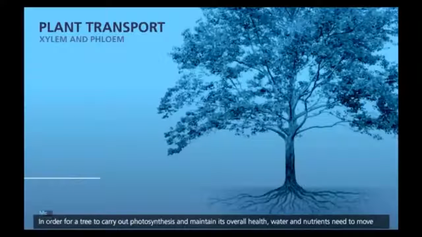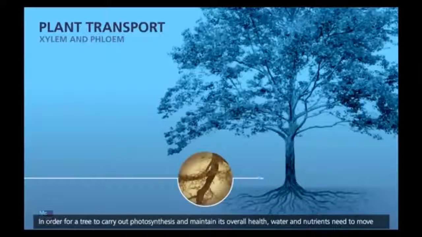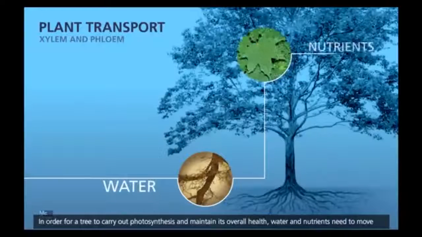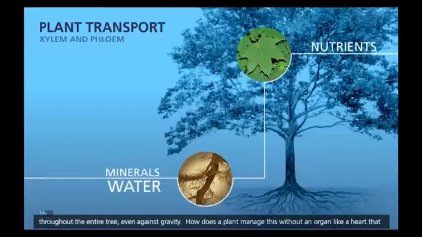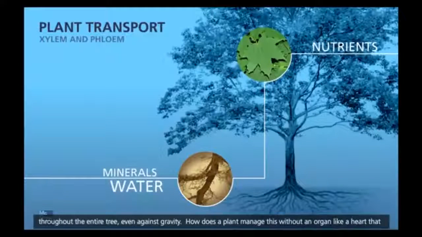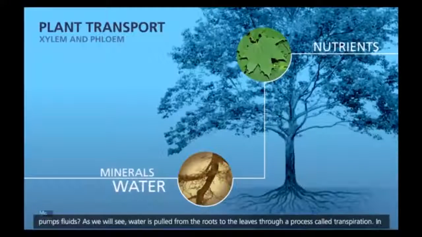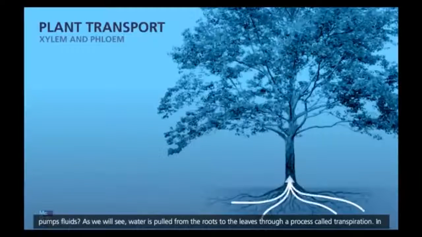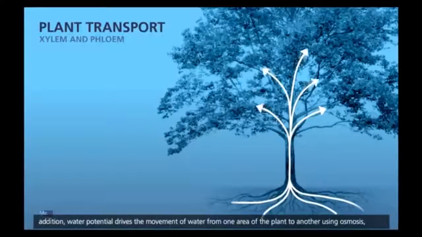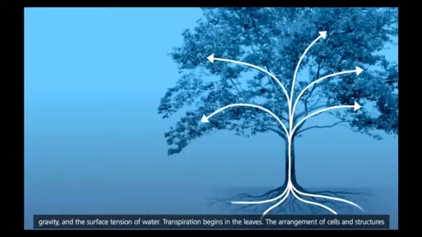In order for a tree to carry out photosynthesis and maintain its overall health, water and nutrients need to move throughout the entire tree, even against gravity. How does a plant manage this without an organ like a heart that pumps fluids? As we will see, water is pulled from the roots to the leaves through a process called transpiration. In addition, water potential drives the movement of water from one area of the plant to another using osmosis, gravity, and the surface tension of water.